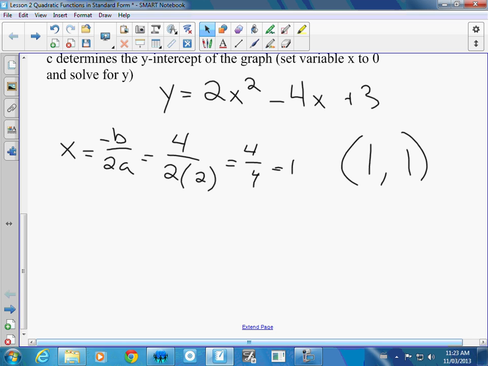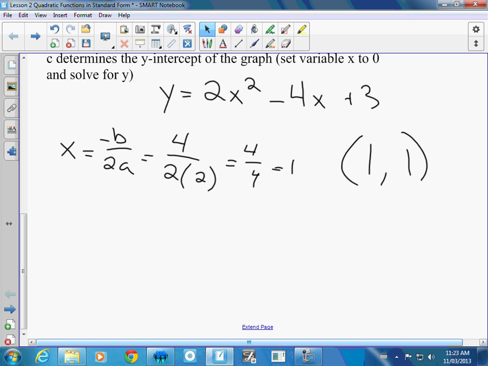Think about where a line crosses the y-axis, right? It's called the y-intercept, wherever it crosses the y-axis. What's the value of x where it crosses the y-axis? 0. What's the y-intercept? 3. Well, you now know the vertex, that it opens up, and the y-intercept.